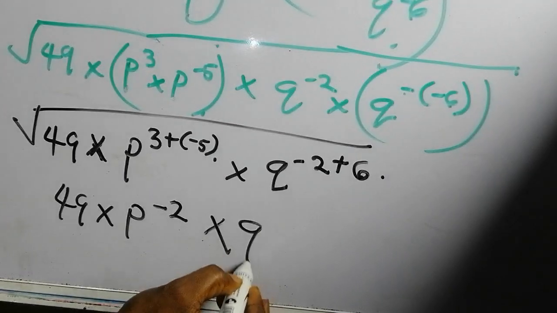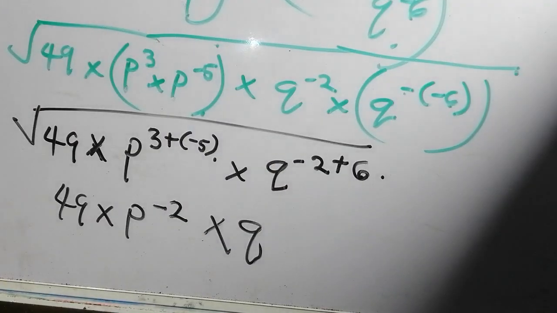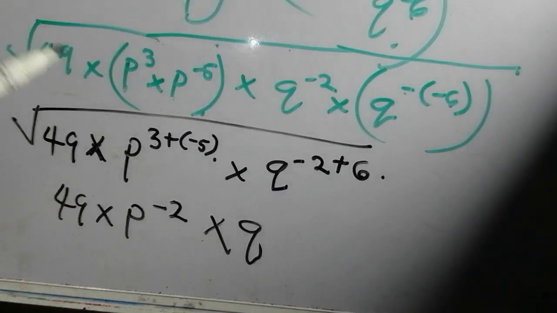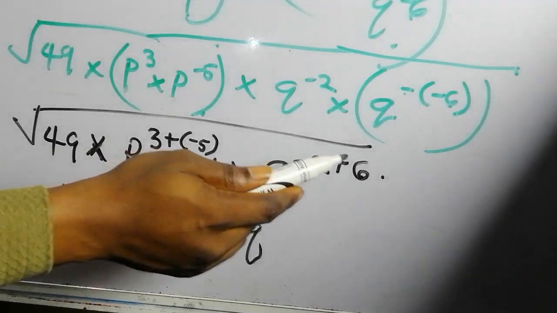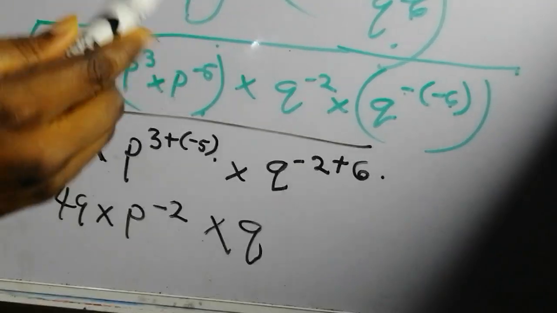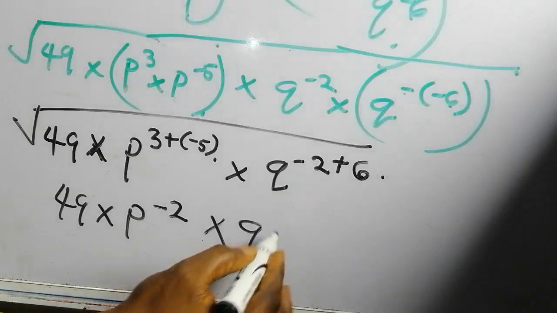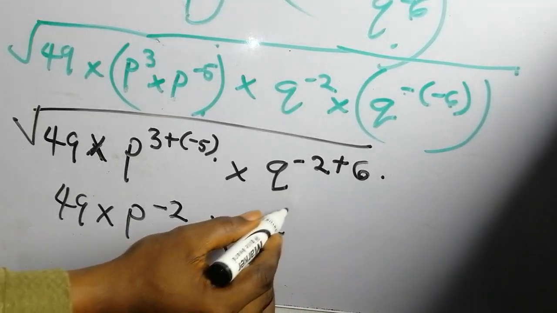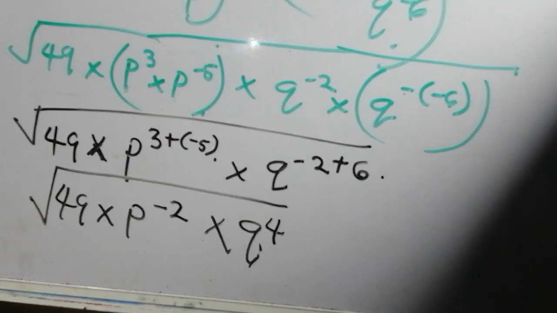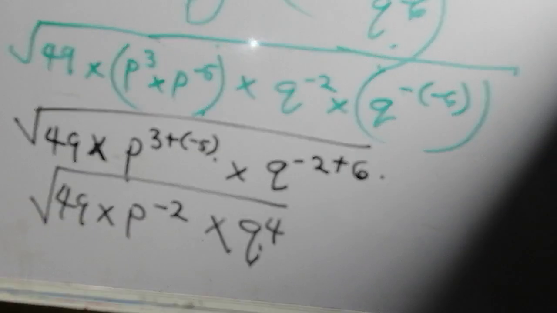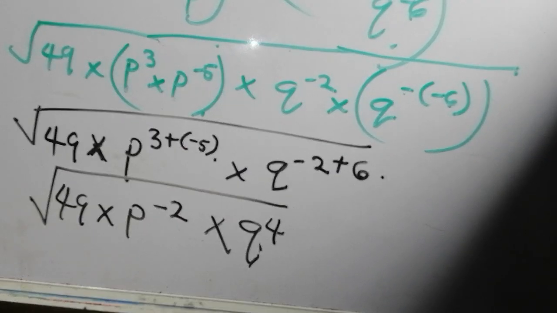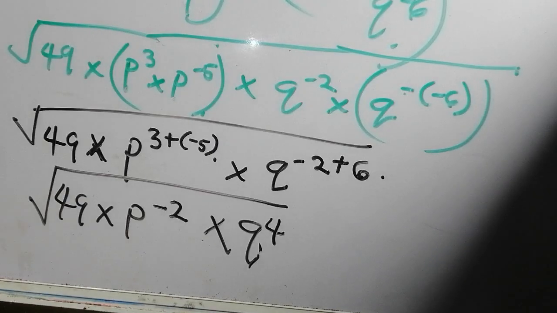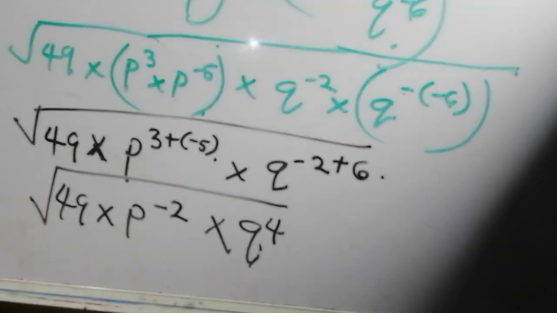Times q. I've mentioned this again and again under factorization and indices. Minus 2 plus 6 gives us 4. So that is q to the power 4, all raised to the power half. What are we trying to do here? We are trying to simplify, to break it down to the lowest, so that at the end of the day we can get our answer.